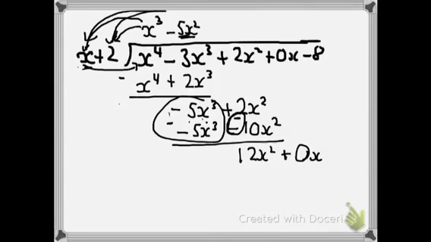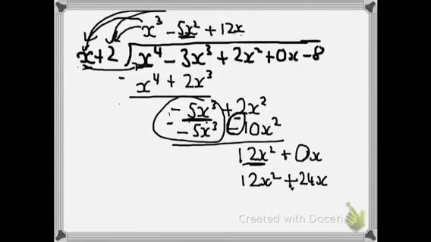Now, process for the third time. First up, we divided x into x to the power of 4. There. Then we divided x into negative 5x cubed. Now we're dividing x into 12x squared. So x into 12x squared is plus 12x. So we write that up there. 12x. And then we times back through again. So 12x multiplied by x is going to be 12x squared. 12x multiplied by the 2 is going to be plus 24x. So there we go.